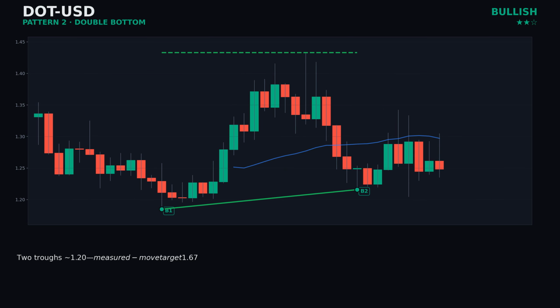Pattern number 2, this is the double bottom. It's a bullish formation with 2 out of 3 strength. 2 troughs, 1.20. Measured move target, 1.67. You can see on the chart exactly where the key swings line up. That's what confirms the structure, not just my word for it. The textbook measured move projection is plus 33.4%. That's the typical rally once the pattern fully completes. It's a guide, not a guarantee, so we still need our SL in place.